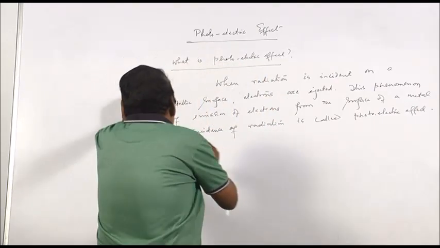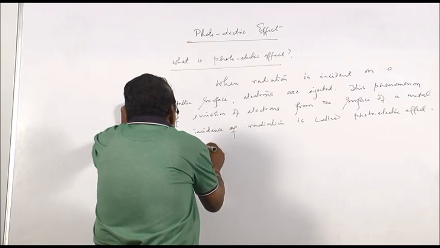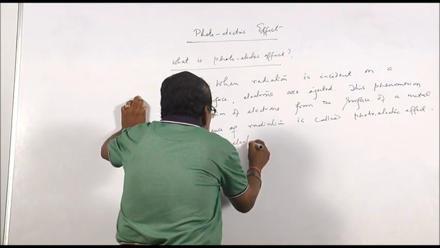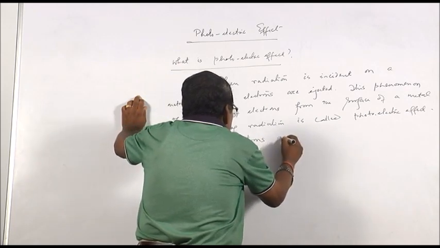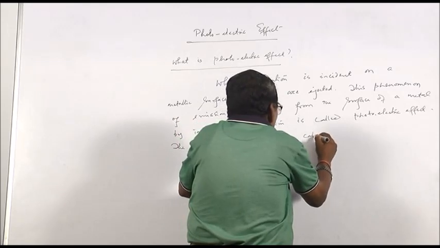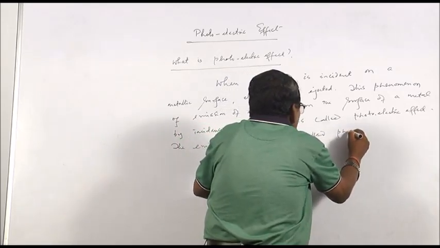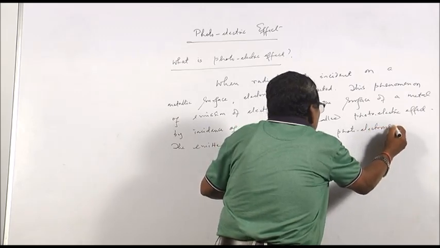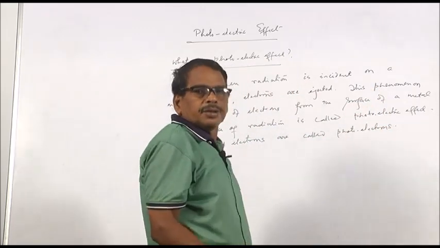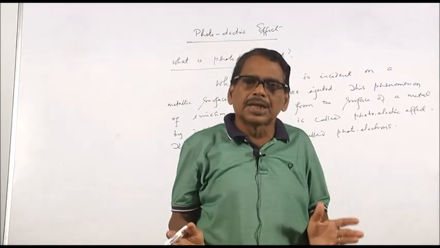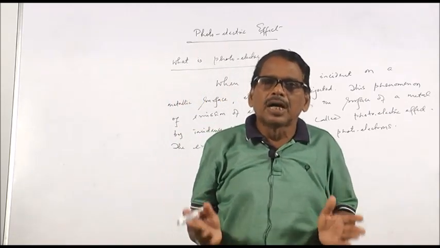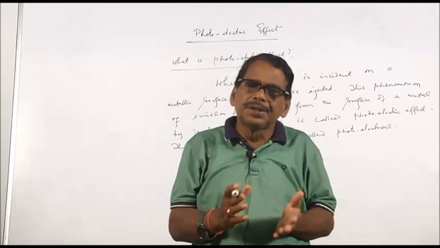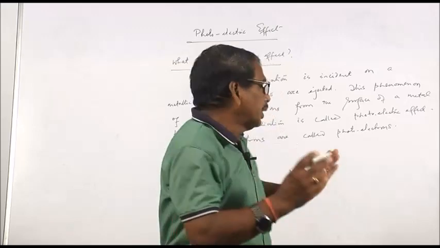The emitted electrons are called photoelectrons. Mainly alkali metals like sodium, potassium, etc. are very sensitive to radiation. So, photoelectrons can be emitted from these metals by visible radiation.